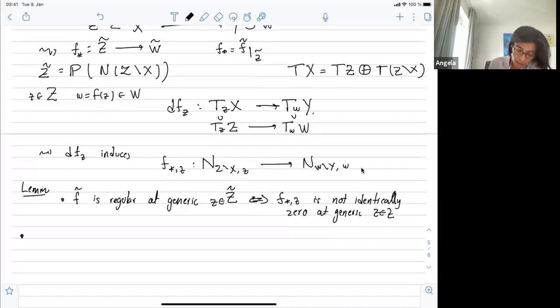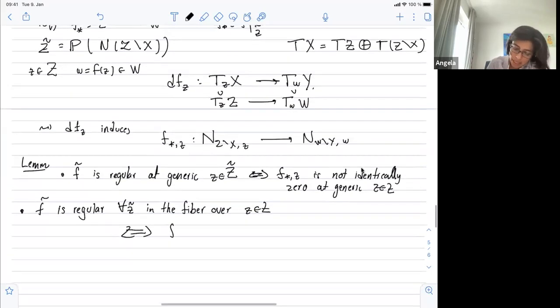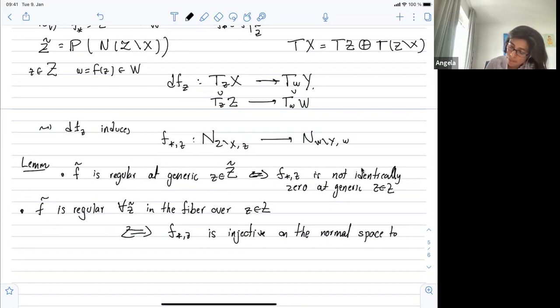I didn't need this. But now, if F tilde is regular, I actually need more precisely: for every Z tilde in the fiber, the blow up in the fiber over this small set, this map is injective on the normal bundle, on the normal space to the set.